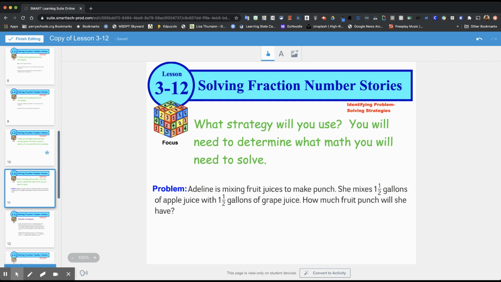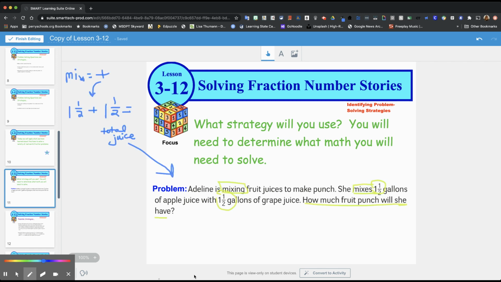Ask yourself, what strategy am I going to use? Am I going to draw pictures? Am I going to write a number story? Am I going to make a list? Then you need to determine the math that you're going to solve. Okay? So all I want you to do right now, I don't even want you to solve the problem. I want you to decide, what strategy am I going to use? And you need to determine what math you're going to need in order to solve this. Am I going to multiply? Am I going to divide? Am I going to subtract? Am I going to add? Is it a multi-part problem? Okay, pause the video, think about it.